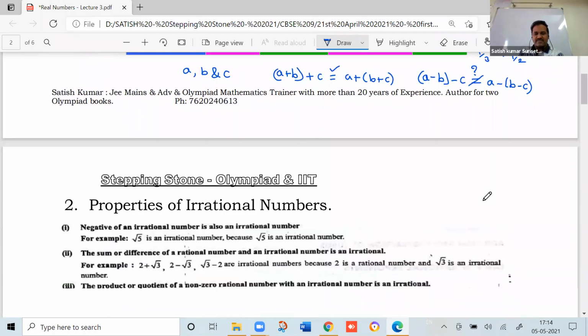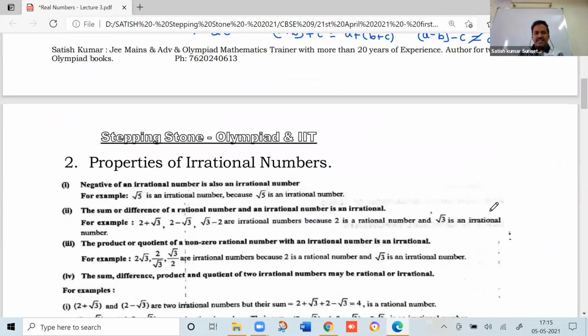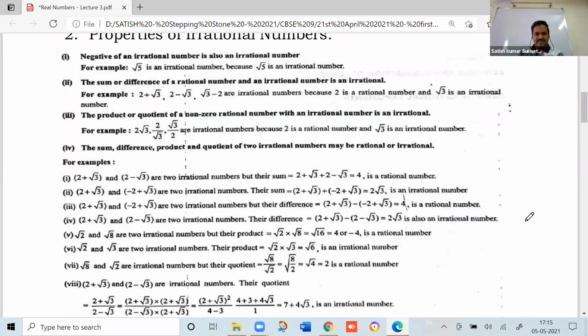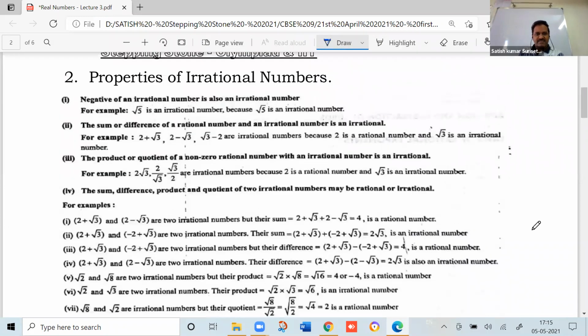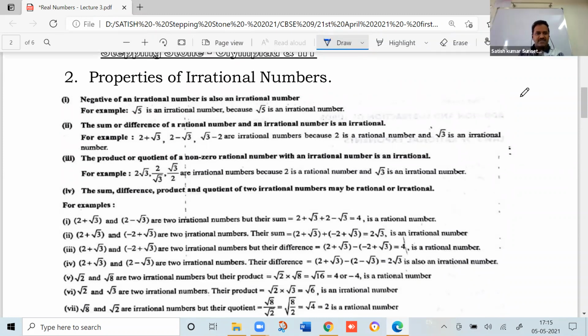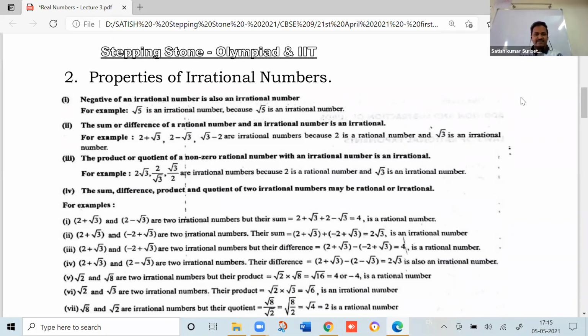Next. Properties of irrational numbers. Is it visible clearly? Yes, sir. Okay. Now, first one, read. First property, read. What is mentioned? Negative of an irrational number is also an irrational number.